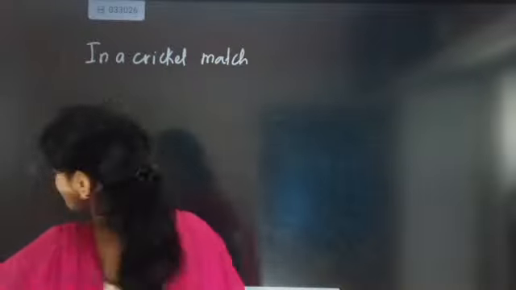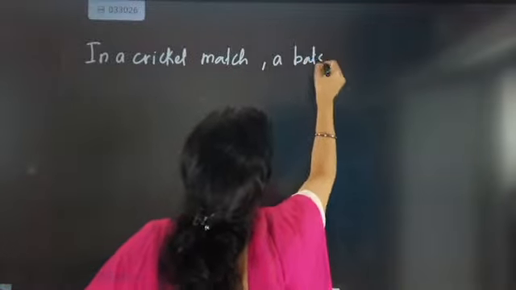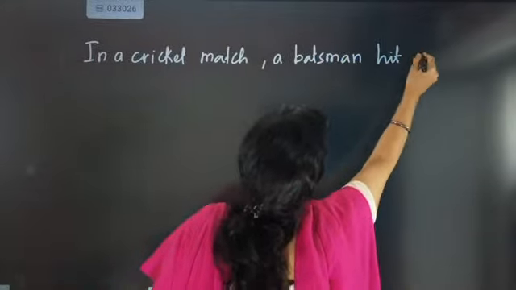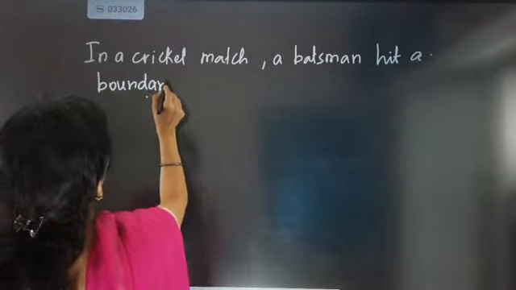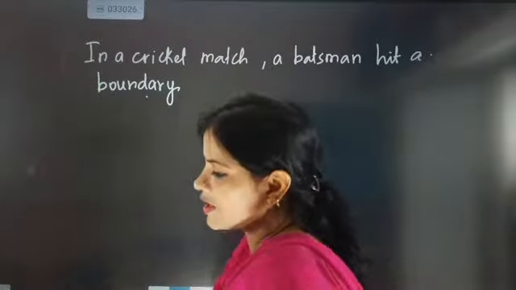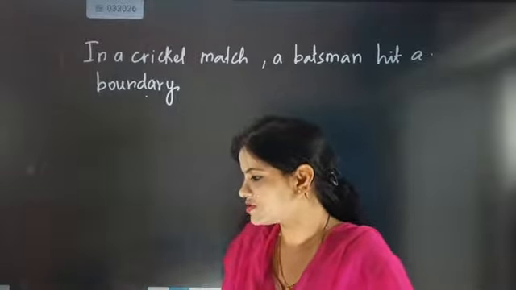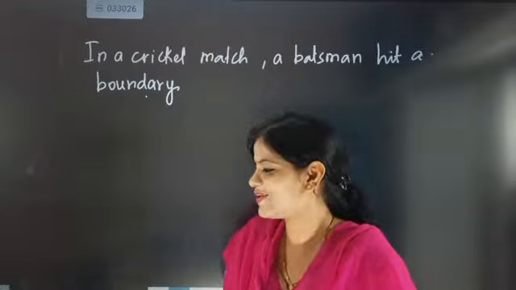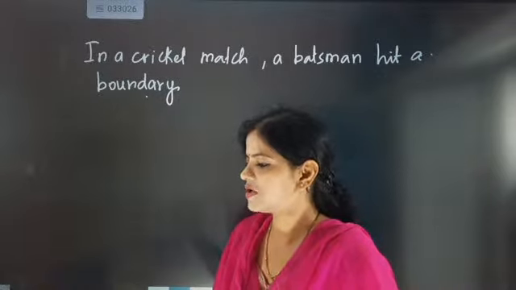Good. Now look here. First question, in a cricket match, a batsman hit a boundary. Okay, so what a batsman is doing? A batsman hit a boundary. A student says they were absent because they forgot to save the alarm, so could not join. No problem. You can see the video one more time. Not a problem at all.